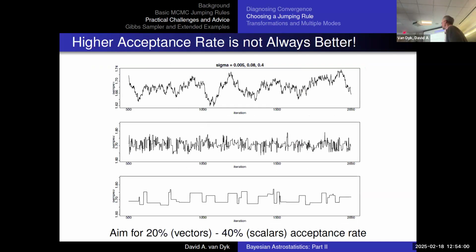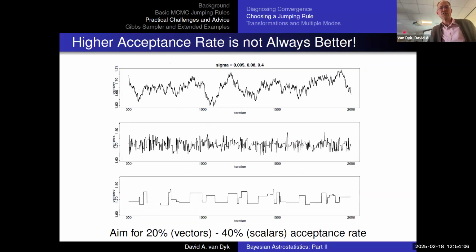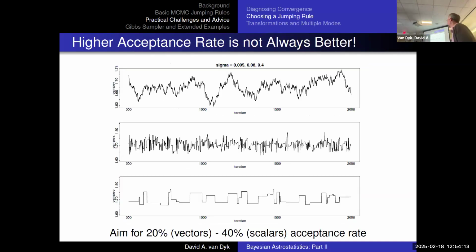So these are the same 3 chains. I just chopped off the burn-in, so this goes from 0 to 1500, and this goes from 500 to 2000. I guess I ran a little longer as well, but it's still 1500 draws, just not the first 500. The general rule is that you want an acceptance rate not like 100%, but like 20% for vectors and 40% for scalars. And I'll show you where that comes from in a moment.